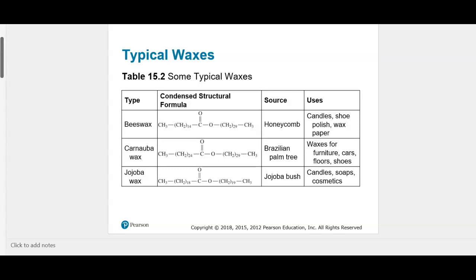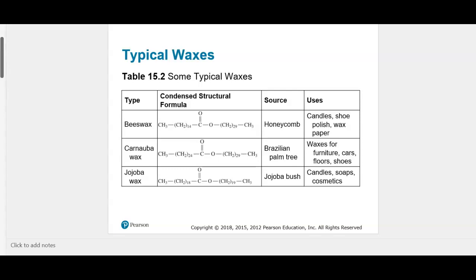There's carnauba wax, jojoba wax. And if you take a look at these structures, you'll see the carboxylic acid in beeswax is given as C16. Think about that. What's C16? Palmitic acid, right?